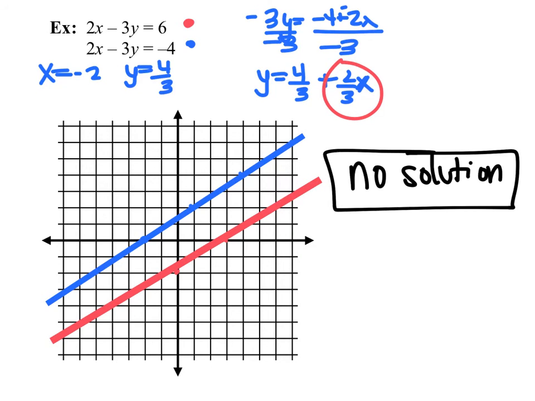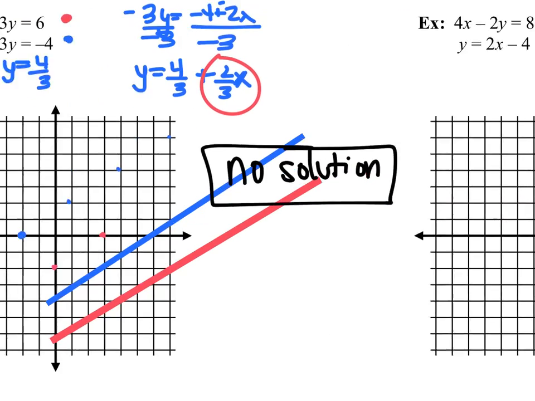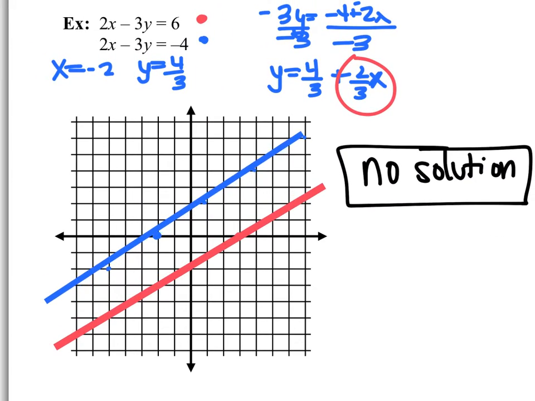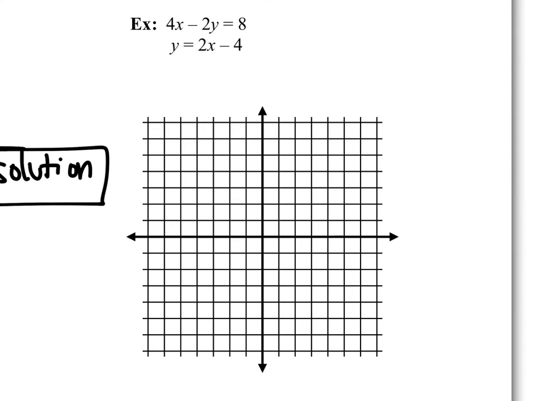If I come over here to this example, now I'm going to graph these two lines. So again, I'm going to do this one in red, and I'll do this one in blue. So the top one, it's set up for intercepts, so my x-intercept would be 2, and my y-intercept would be -4. I'm going to connect that with a line.